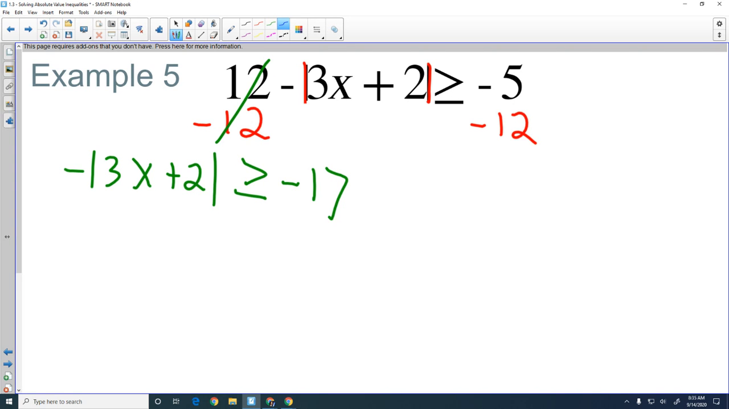Now, that absolute value is not quite by itself yet. There is a negative sign in front of it. I like to think of this as being a negative 1. That's like negative 1 times the absolute value. And so that's what I want to cancel out next. And the opposite of multiplying by a negative 1 is dividing by a negative 1. So I'm going to divide both sides by negative 1.